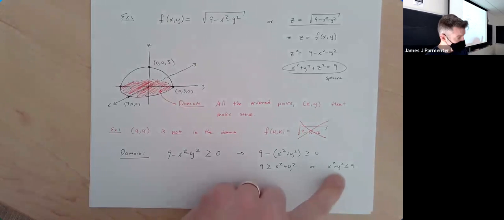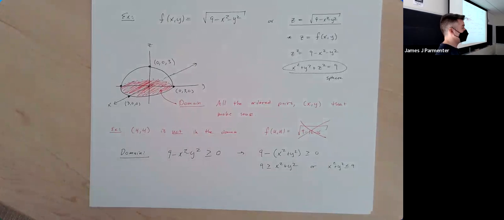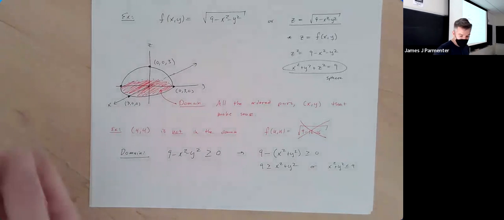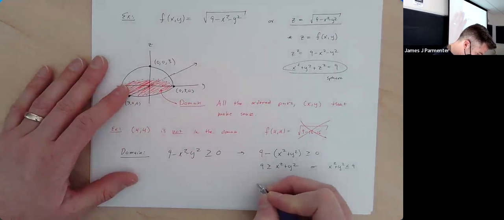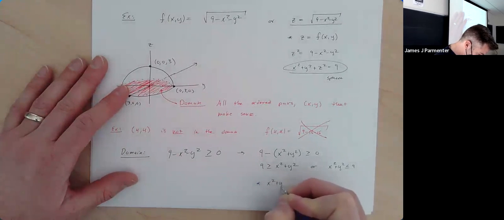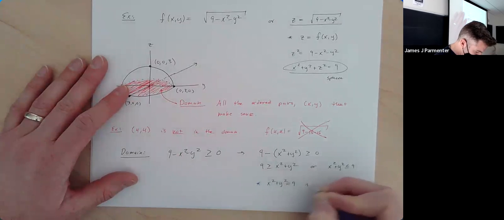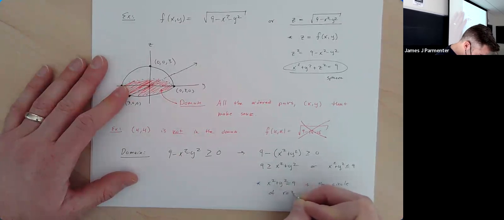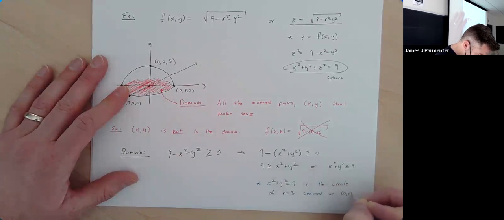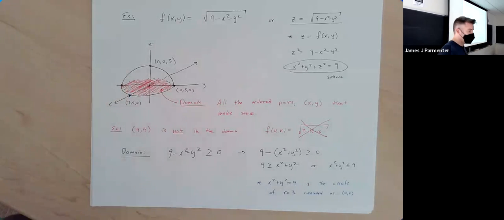So what I usually do when I see an inequality like this is I think about the equality. So I say, okay, well, I know that x squared plus y squared equal to 9 is the circle of radius 3, centered at the origin. So then I just have to ask myself, are the points I want inside the circle of radius 3 or outside of the circle of radius 3?